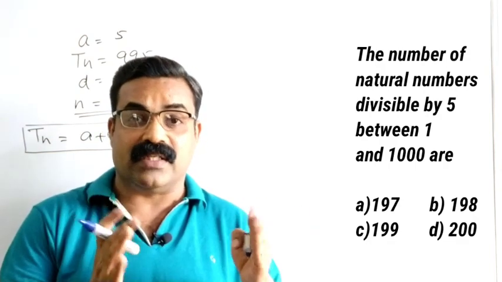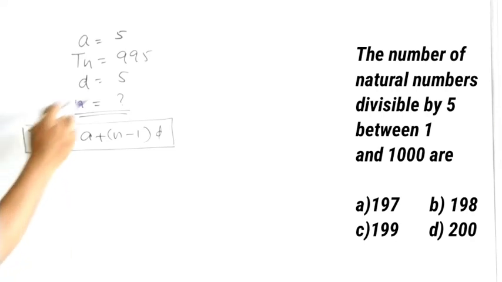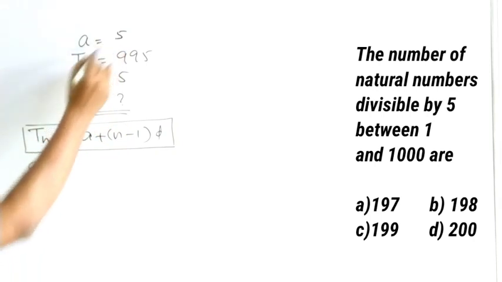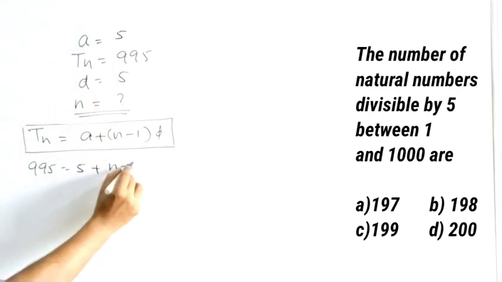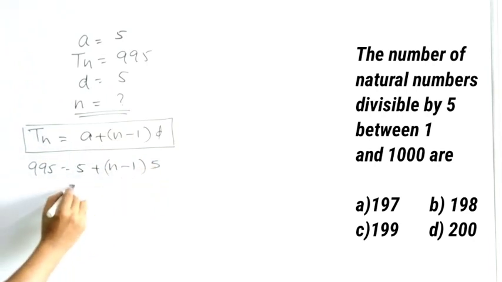At least 5 questions are based on this formula. Very, very important formula. Okay, so Tn we got already. Tn is 995. Tn = a + (n - 1)d, with a = 5. d we already have as 5. Now we can solve it.